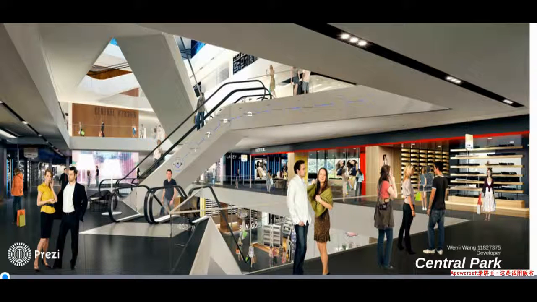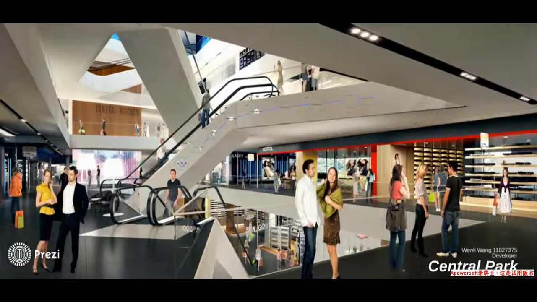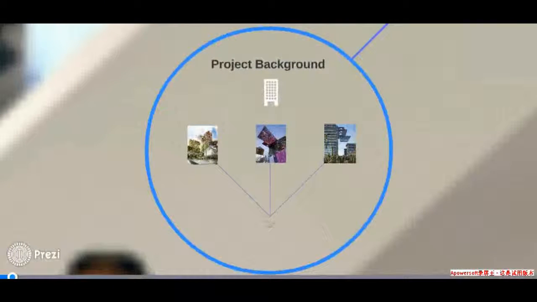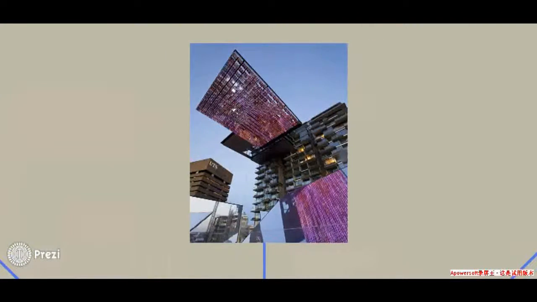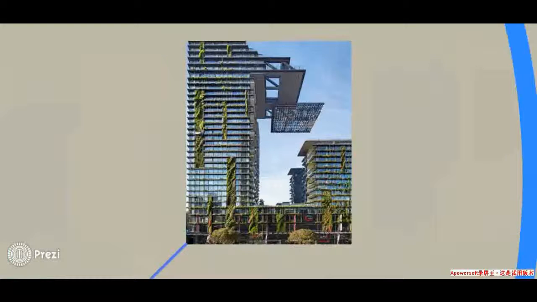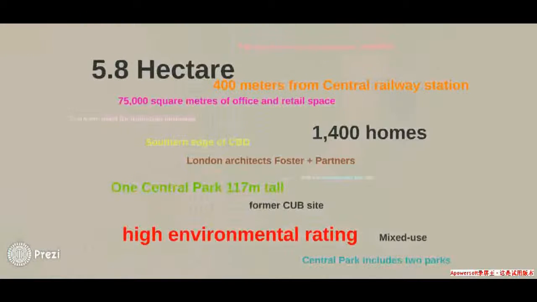The video here is an analysis of the planning and DA process for Central Park. The first stage of the redevelopment is the tower called One Central Park, a 117-meter tall residential building located opposite the UTS Tower. Central Park is a major mixed-use urban renewal project in Sydney, 400 meters from Central Railway Station. It is the tallest building on the site with a high environmental rating.